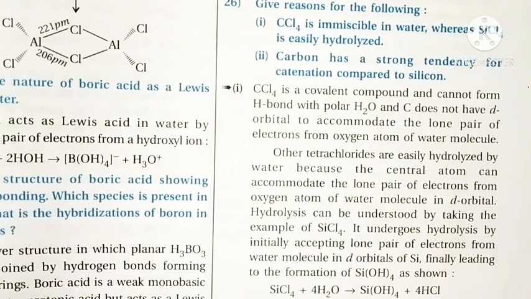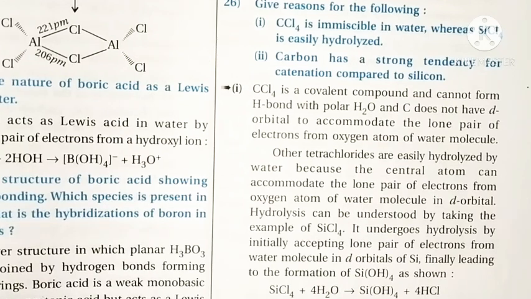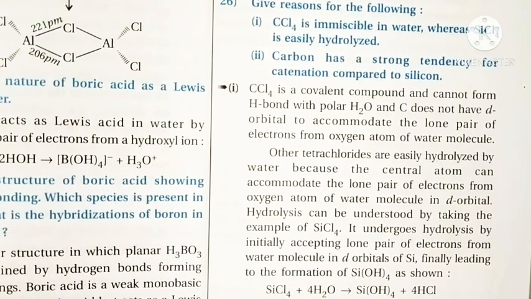Hydrolysis can be understood by taking the example of SiCl4. It undergoes hydrolysis by initially accepting the lone pair of electrons from the water molecule in the d orbitals of silicon, and finally it is converted into silicic acid.